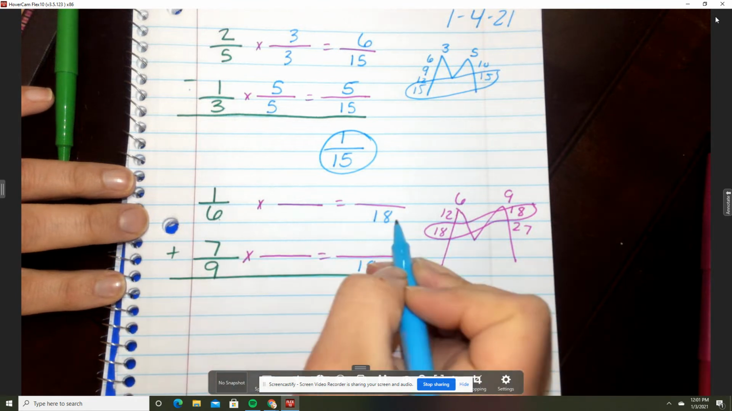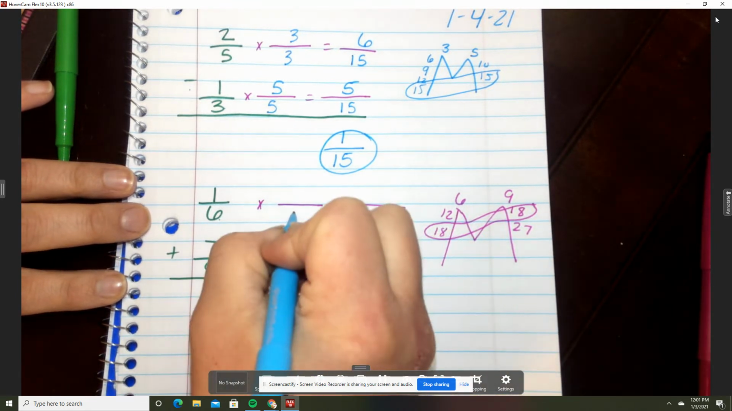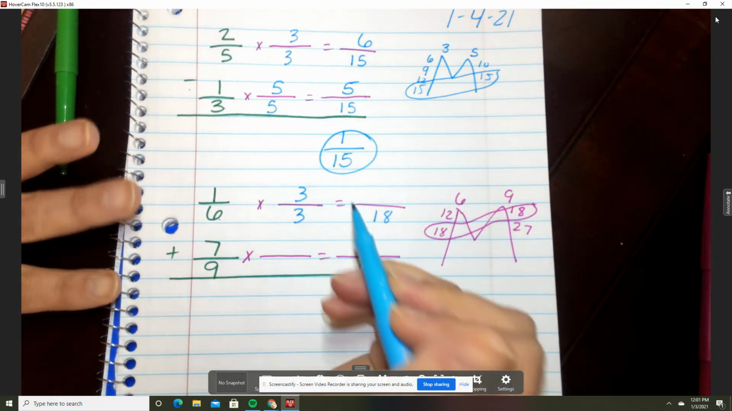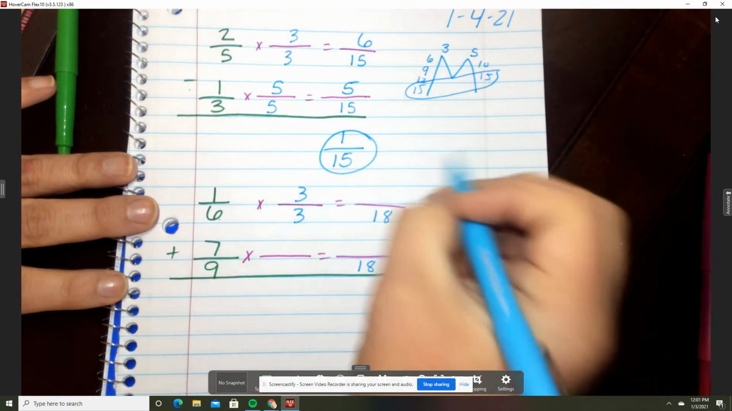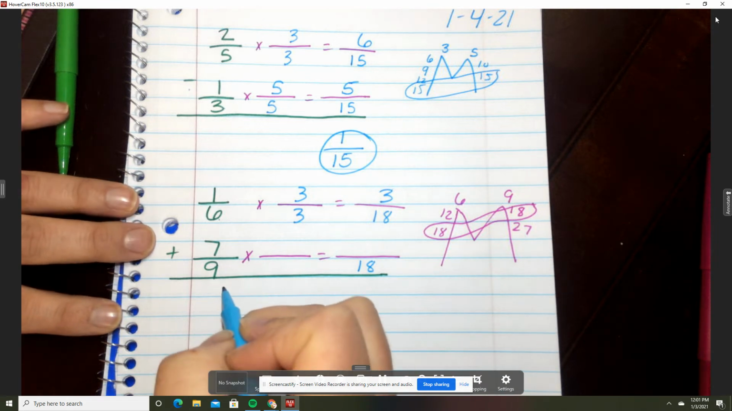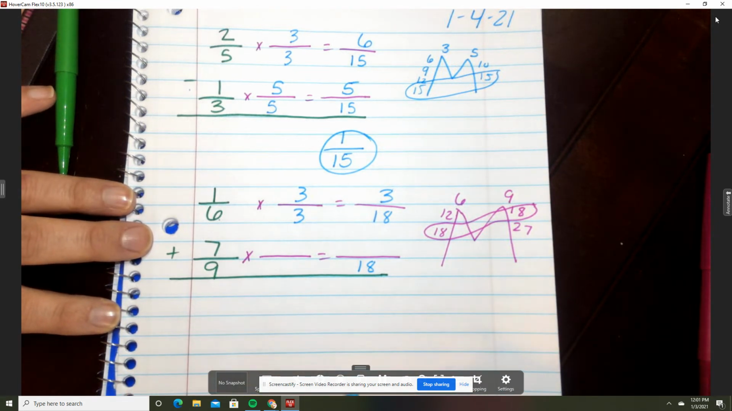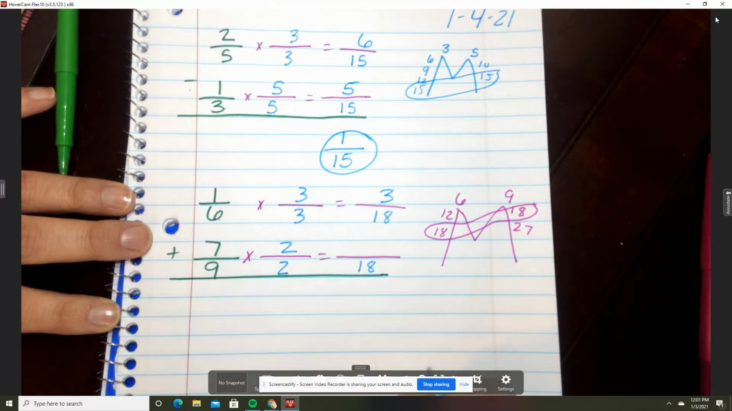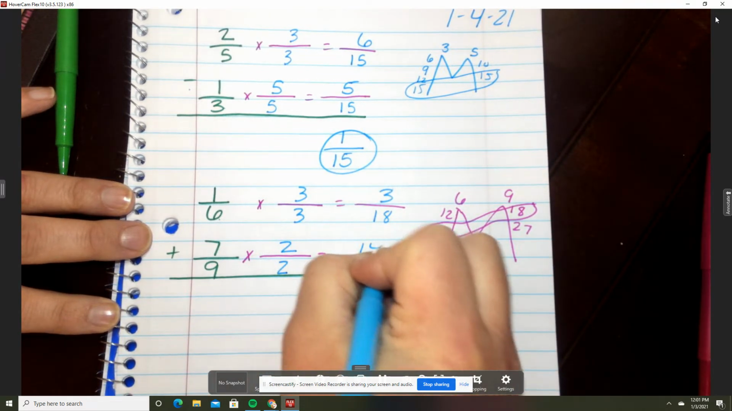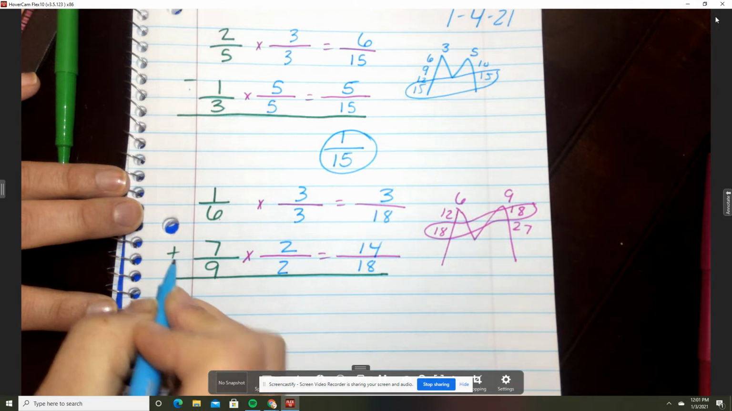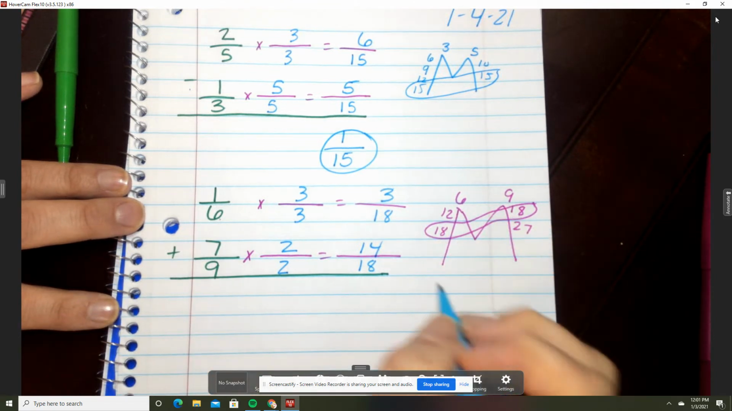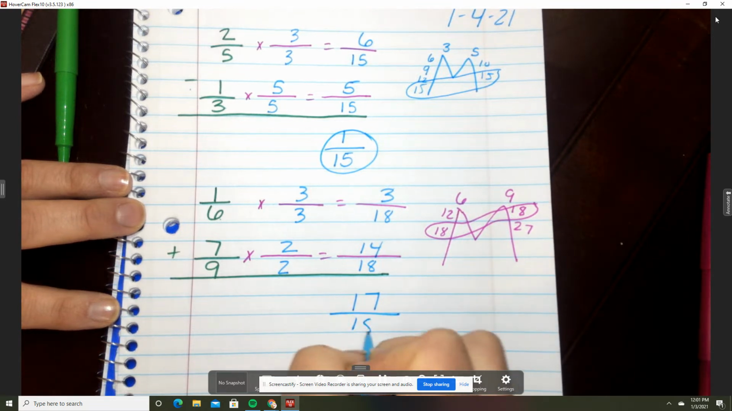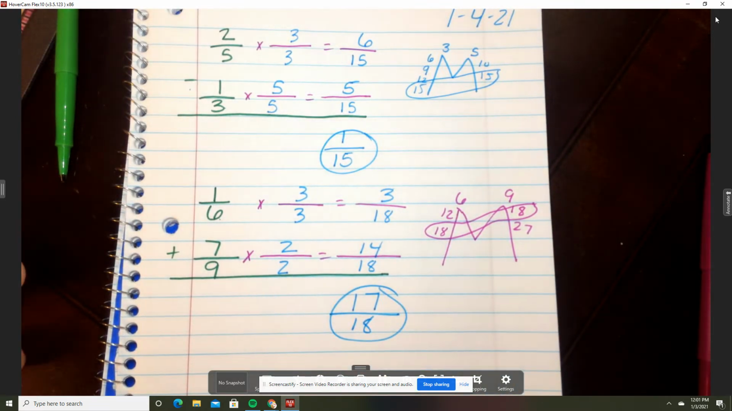What did I do to 6 to get to 18? Well, you multiplied by 3, and then put your 3 up there. What you do to the bottom, you've got to do to the top. 1 times 3 is 3. And then what did I do to 9 to get to 18? You multiplied by 2. What you do to the bottom, you've got to do to the top. 7 times 2 is 14. We are adding here. So you're going to say 14 plus 3 would be 17. And then that would be over 18. So that is it. That is all you have to do there.